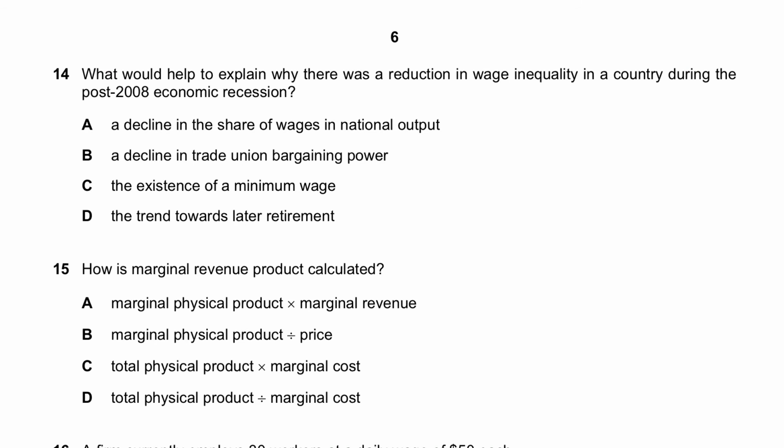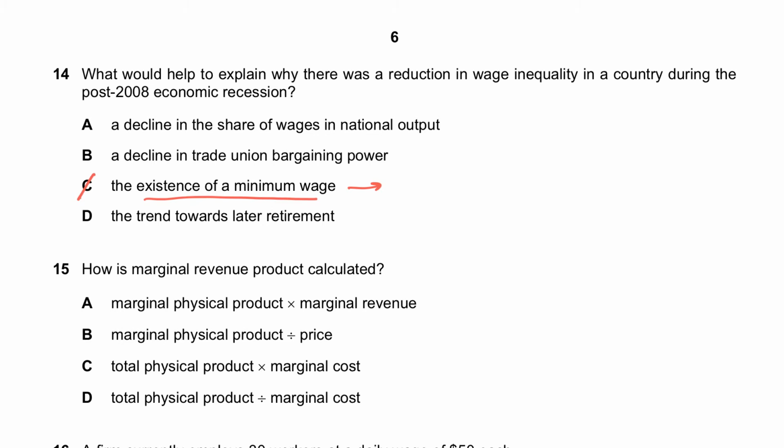In question number 14, they say, what would help to explain why there was a reduction in inequality in a country during the post-2008 economic recession. So the gap between the rich and the poor is going down. The possible reason could be C, the existence of minimum wage, because minimum wages will guarantee wages for those people who have low income to have a higher income to start off with.